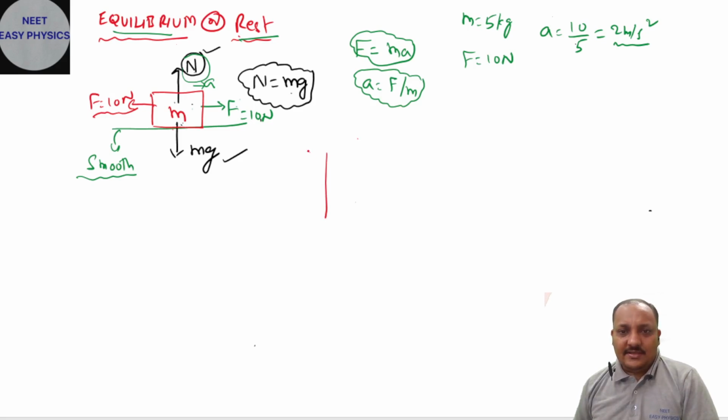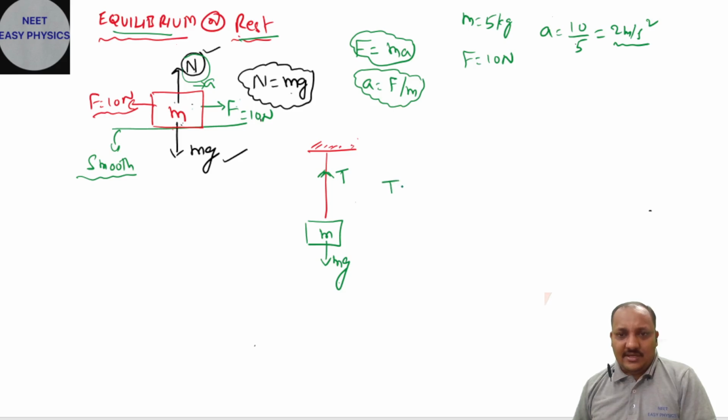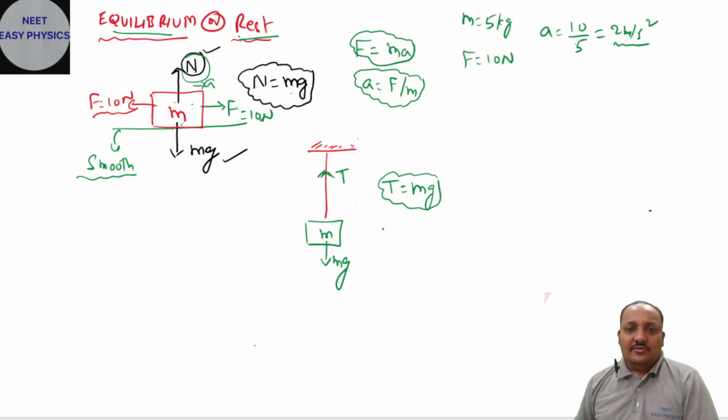Next, if the same object is suspended by a string, what will be developed within this string? We said the weight, the gravitational force, is acting downwards. To balance this, a tensile force acts in the upward direction within this string. So at equilibrium position, T is going to be mg. Like this we are going to write.